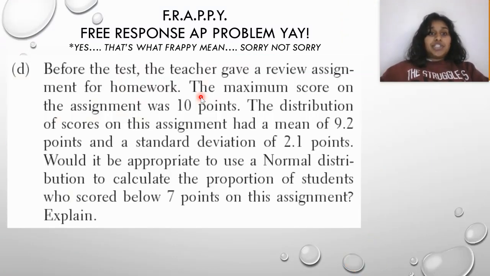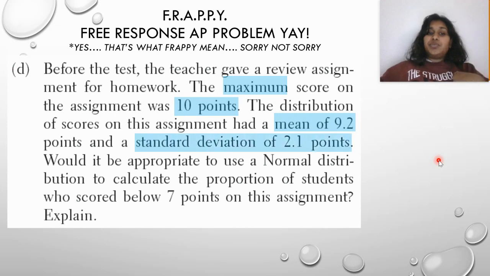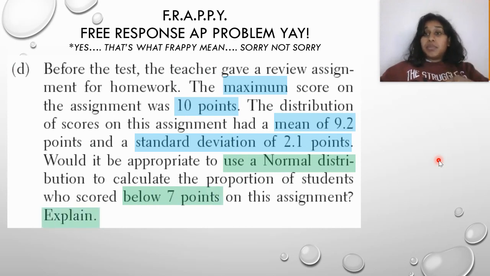And our last question. This one's a little bit more of a, you've got to think it through yourself. Before the test, the teacher gave a review assignment for homework. Max score was 10 points, mean of 9.2, standard deviation of 2.1. Would it be appropriate, using a normal distribution, to calculate the proportion of students who scored below 7 points? And of course, explain. Well, let's break that up a little bit.